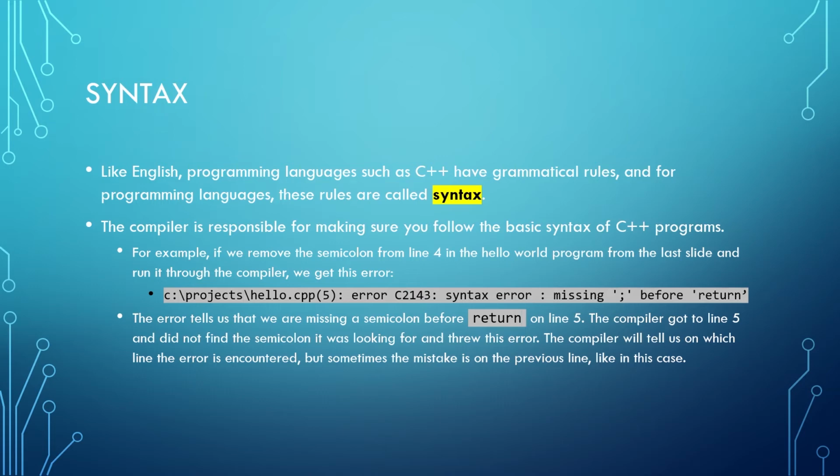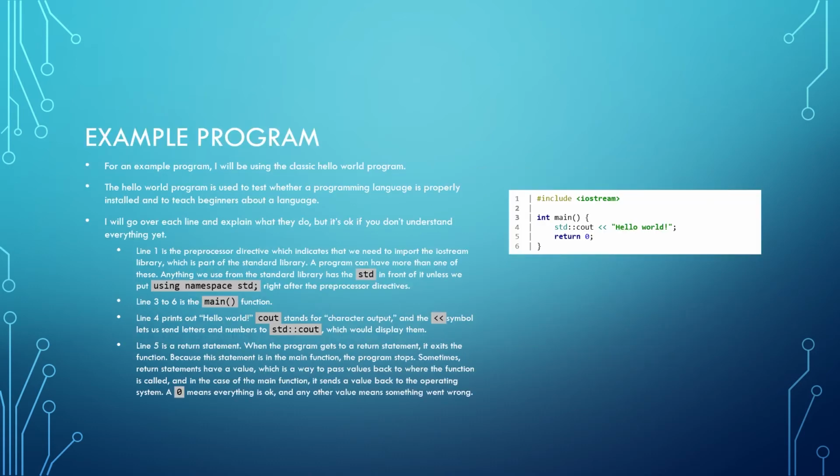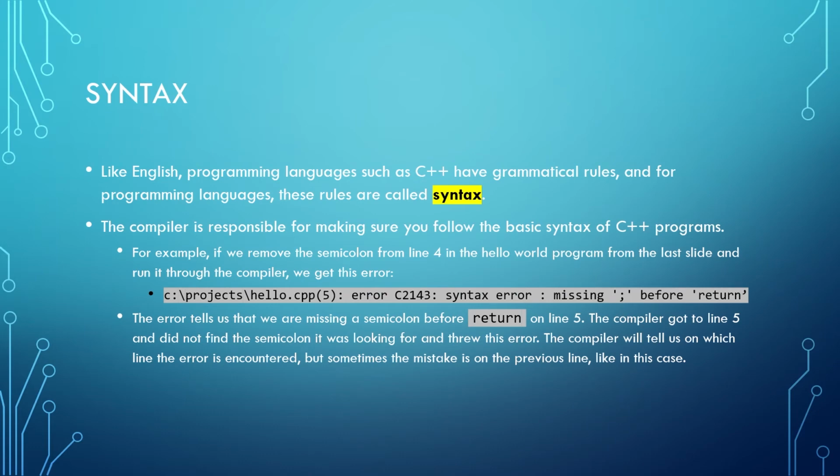For example, if we remove the semicolon from line 4 in the Hello World program from the last slide, so if we remove the semicolon right here, then we'll get this error. Basically it says that it's missing a semicolon before the return. And then in the parentheses, there's a 5. 5 means that the error is encountered on line 5.